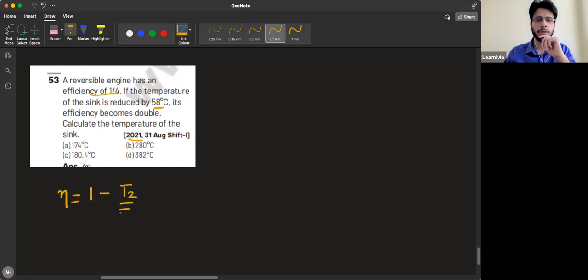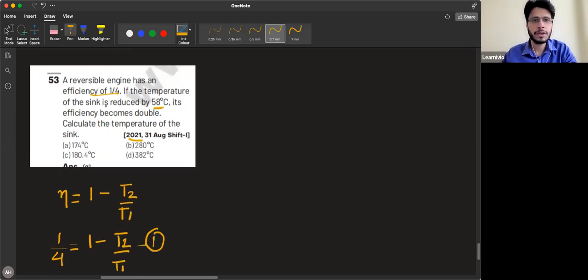Rehan, T2 is the temperature of the sink or source? Think. Sink. So efficiency is 1/4. You can say 1/4 is 1 minus T2 divided by T1. That's my first equation. And the second equation is saying if the temperature of the sink is reduced by 58 degrees Celsius, efficiency becomes double. So Rehan, can you tell me what will be the new efficiency? Just read this question and tell me after this line, what will be the new efficiency that I should take?